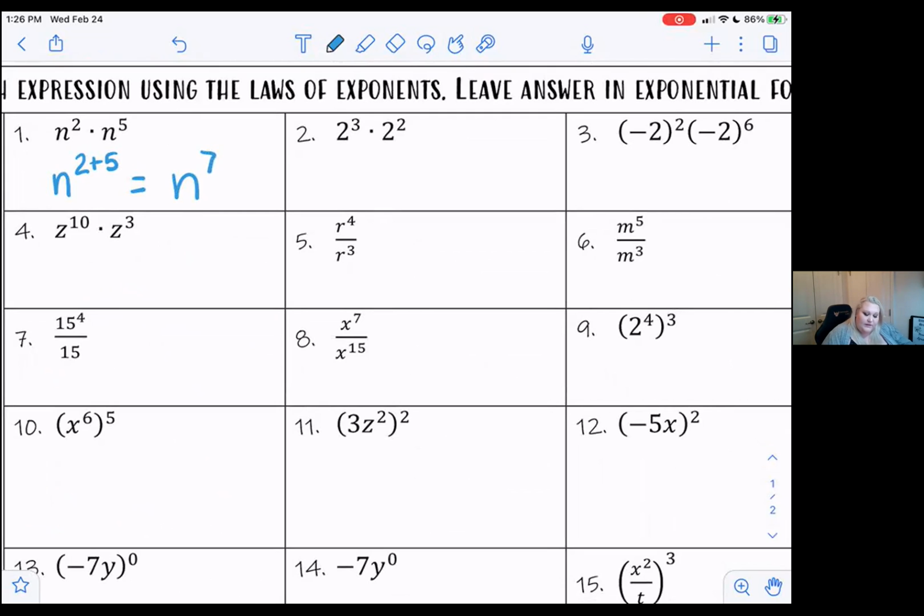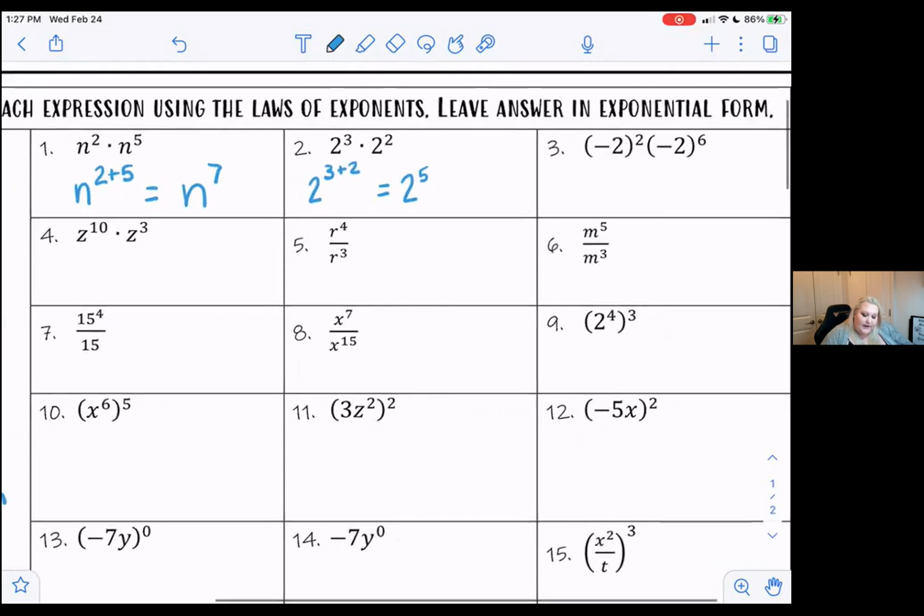I can do the same thing with these 2's. They are multiplied together, so I can do 3 plus 2, and that'll give me 2 to the 5th power. If we're leaving things in exponential form, which is what our directions say, we would stop here. However, we could go and multiply 2 five different times to get the next answer.